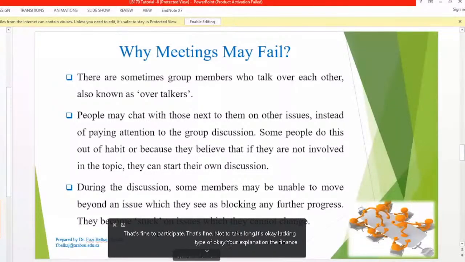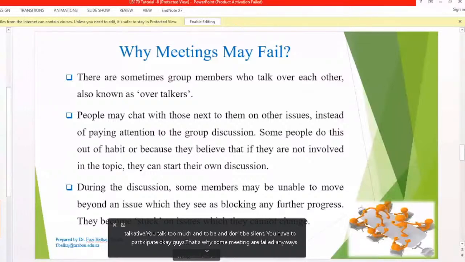There are people in meetings who only know pointers, just simple points. When you ask them about the details, he has no idea. That's why in formal meetings you have to prepare everything. Don't be too talkative, don't talk too much, and don't be silent. You have to participate. Okay, guys? That's why some meetings fail.